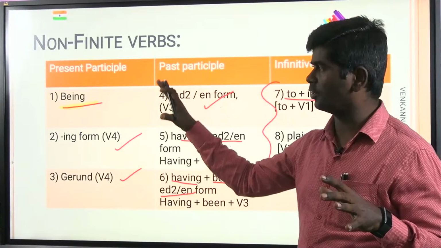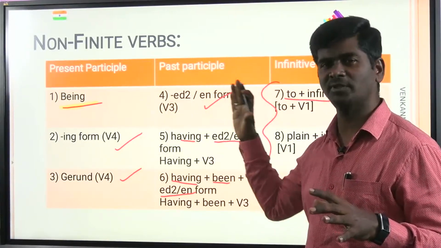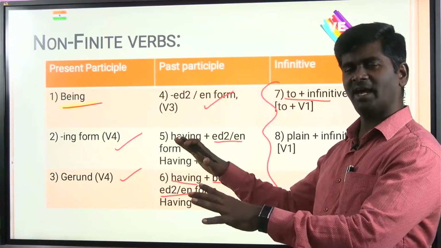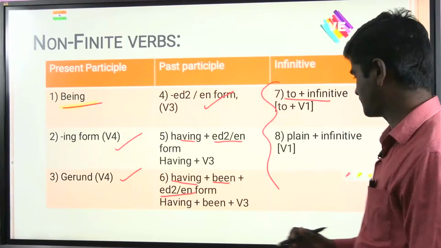And every class is going to be on one topic. Every class is going to be on one topic. So there are 8, and we'll have 8 to 10 classes on this non-finite verbs. Remember, friends.